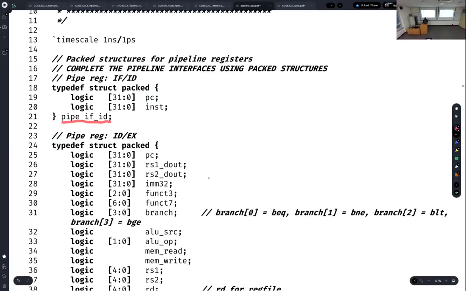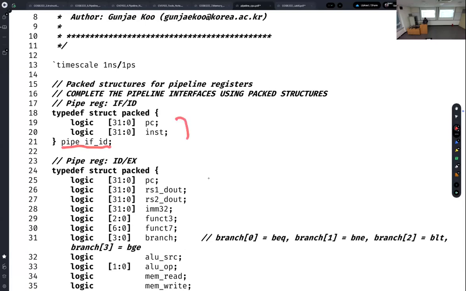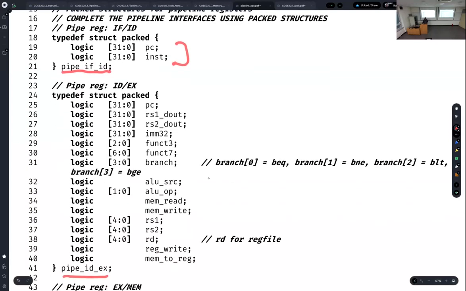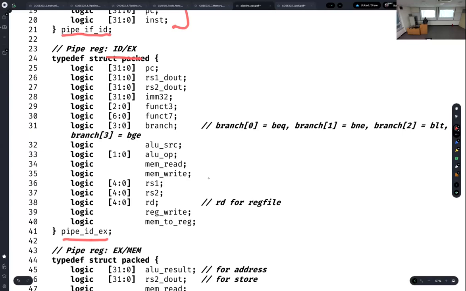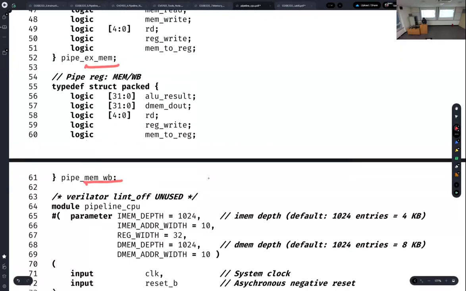Instruction fetch and ID is very simple, but as you can see, ID and EX is different. This is the pipeline register, and this is the struct for the ID and EX pipeline register. As you can see, we need to use many other signals. Okay.